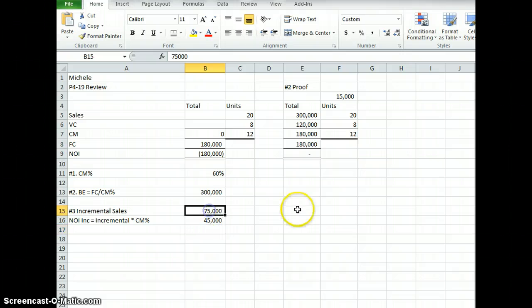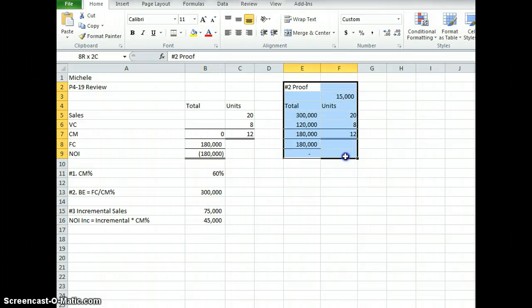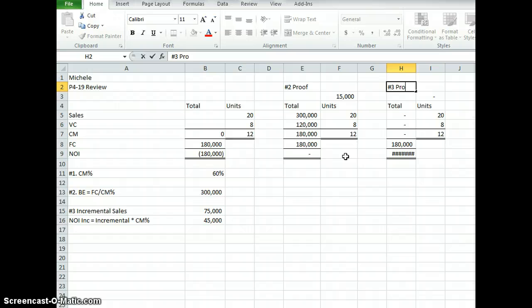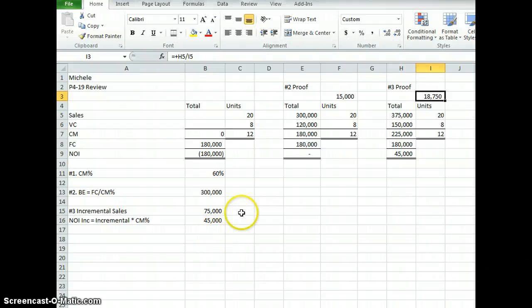So now let's go ahead and prove it. Again, I'm going to take this same template, copy it over, and change this to number 3 proof. So it's saying if you have a 75,000 increase in sales, so our original sales at break even were 300, we're going to increase it by 75,000, which was given. Because we used the template, it automatically calculated the number of units for you. So if you have 75,000 more in sales, how many more units do you have is basically what that's asking.